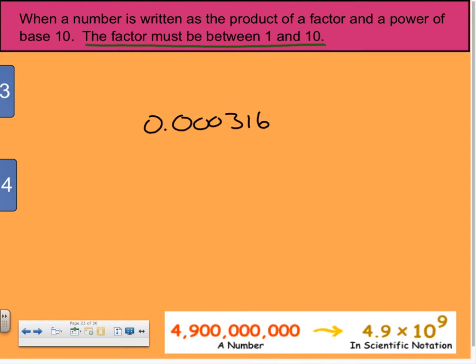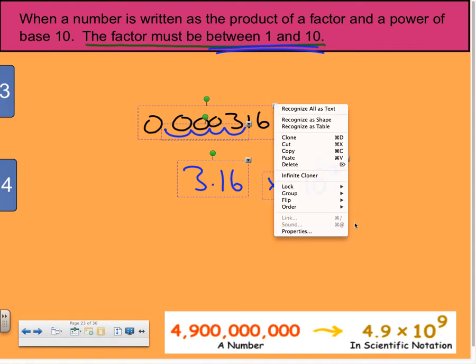Now I take this decimal point and I've got to move it 1, 2, 3, 4. And it's got to be right here. Because if I leave it here, I have 3.16. This is a number between 1 and 10. If I went one more, I would have 31.6. That's no good. If I went one less, I would have 0.316. That's no good. I need a number between 1 and 10. So I have 3.16. I'm multiplying by 10. I moved it 1, 2, 3, 4 times. And because it's a super small number, my exponent has to be negative.